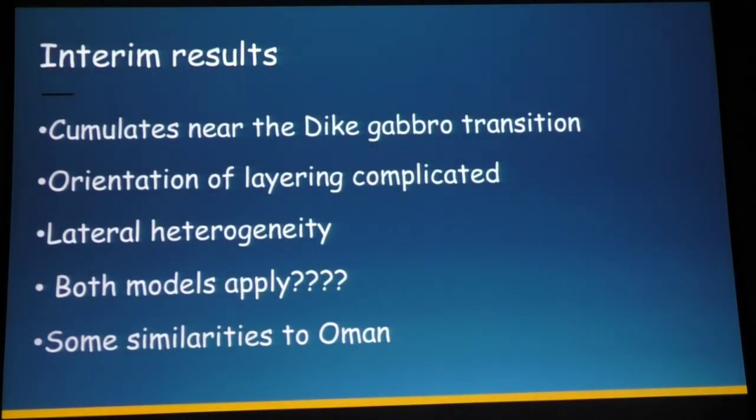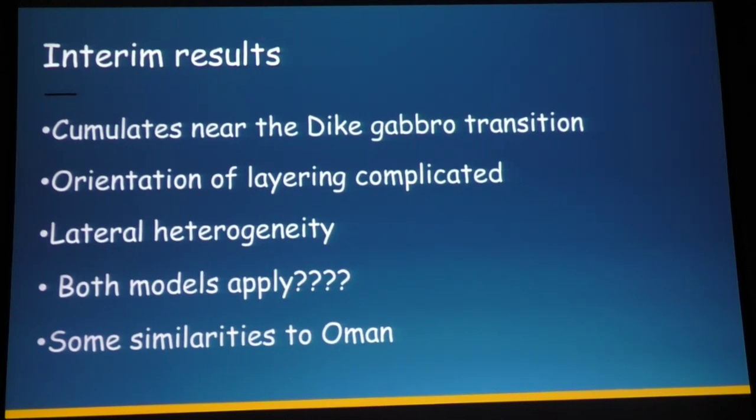So, you know, this is work that's really going on now. Here's some interim results. Those dark blue colors, the olivine-rich troctolites, having them near the dike gabbro transition was a big discovery. That's not been seen before. We didn't talk much about it, but the layering you saw in the pictures tends to be very complicated. We're seeing this lateral variation, and so do both of those models apply? Now, the only way we're going to ground test this stuff is to go to places like Oman.